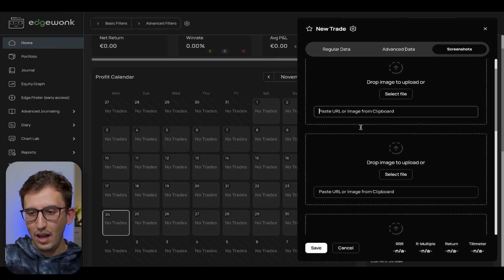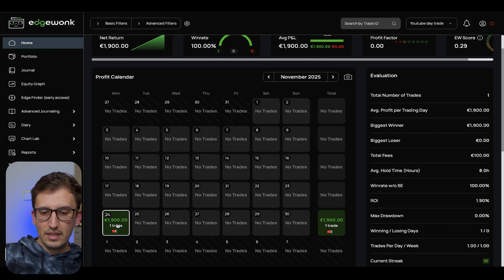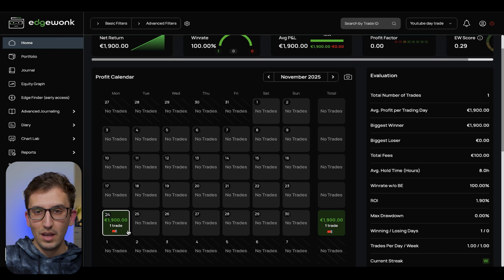Then you could go save. And then you can see here, it says 1,900. So you've taken one trade this week, but you can see that it's red. And the reason why it's red, that's your tilt meter. So it means that yes, you made money on the day, but you broke your rules. And then basically what you want is you want your tilt meter to be green, which meant that you did everything that you needed to do, basically.